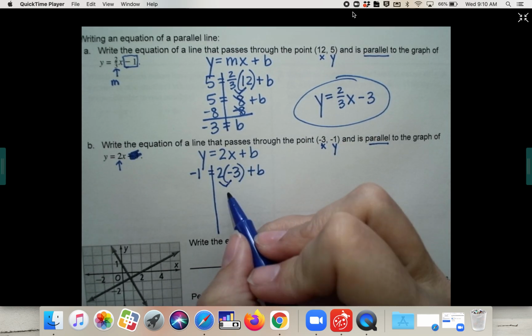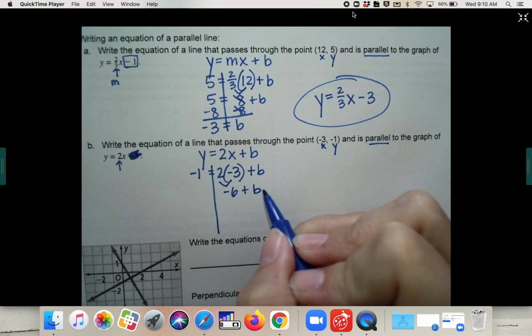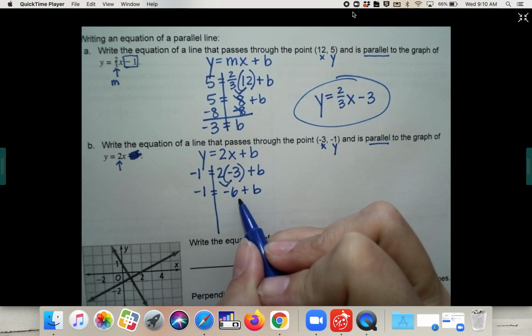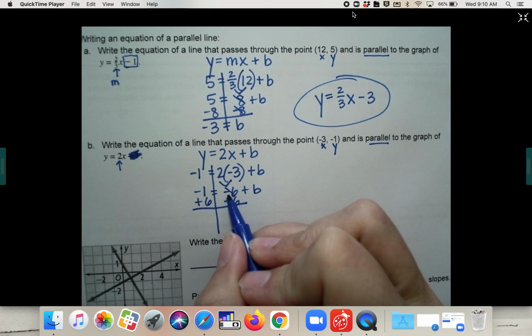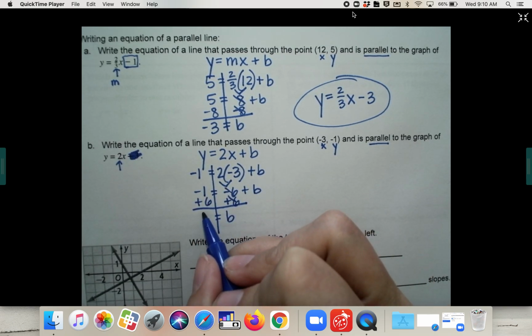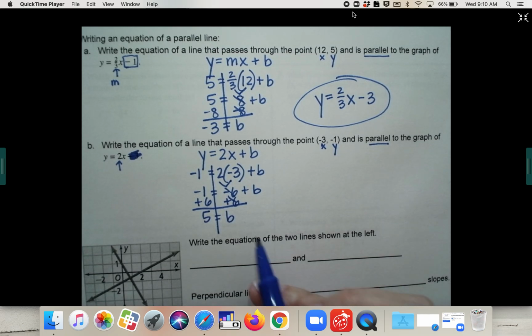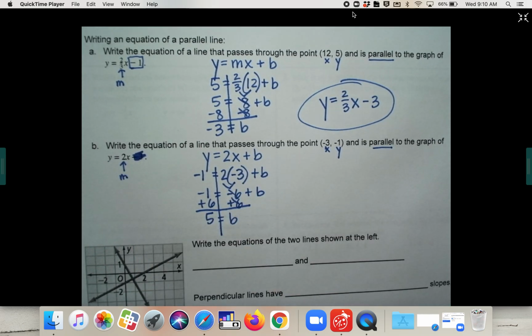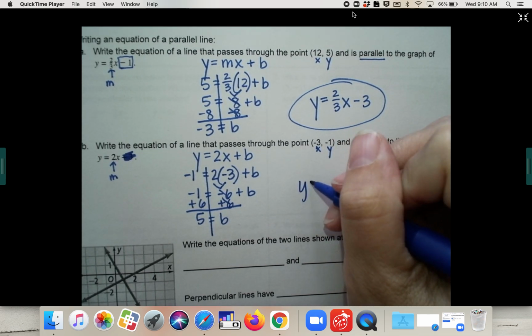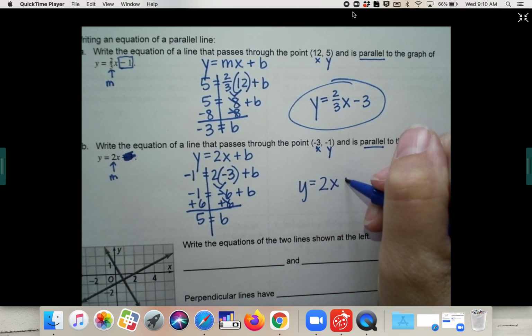So 2 times -3 is -6. So then therefore you'd add 6 to both sides. b is going to equal 5. So now we know our b and we know our m, let's put it all together in our equation. y equals 2x plus 5.